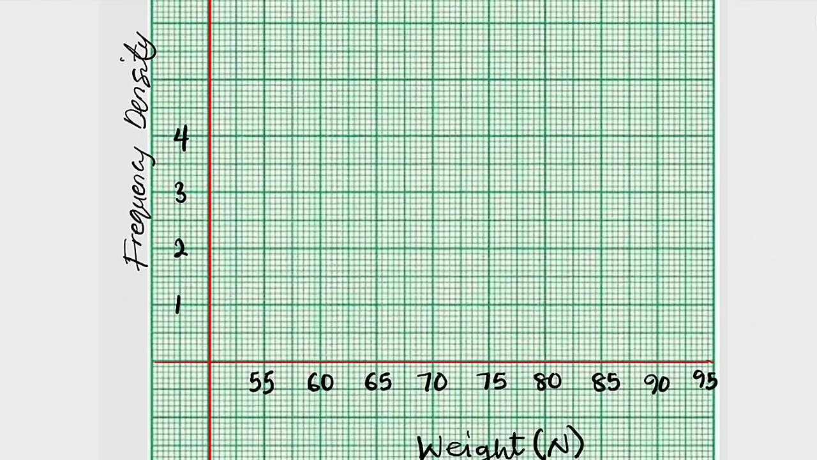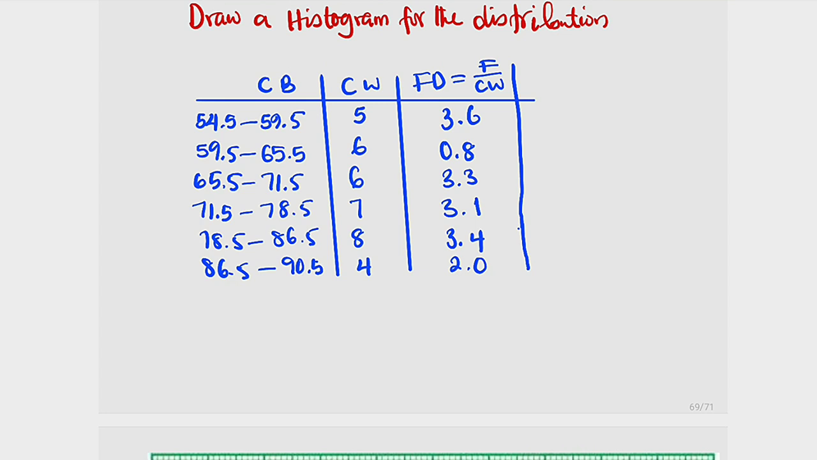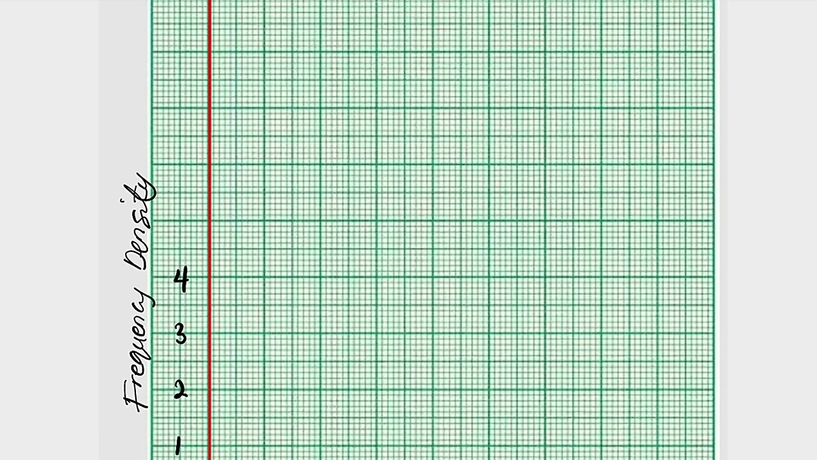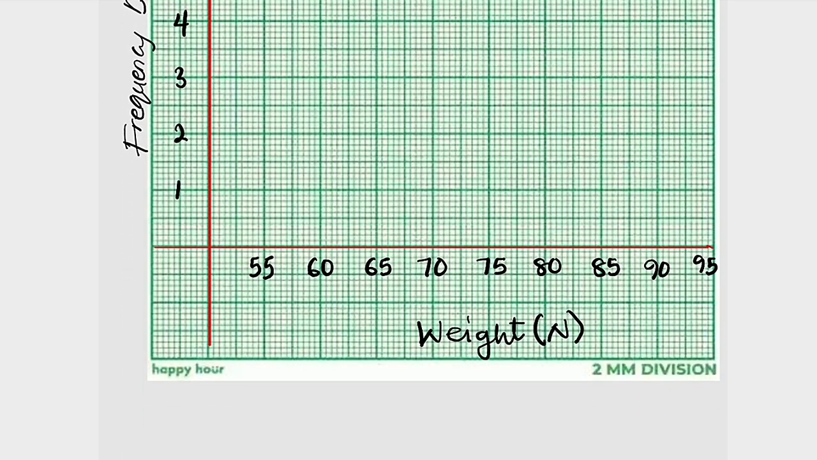All right, already I have everything here. This is how I decided to do that, but you can write class boundaries if you like. I just know that the lower class boundary we have here is 54.5, and the highest one is 90.5. So I decided to start from 55 down to 95, using 2 centimeters.